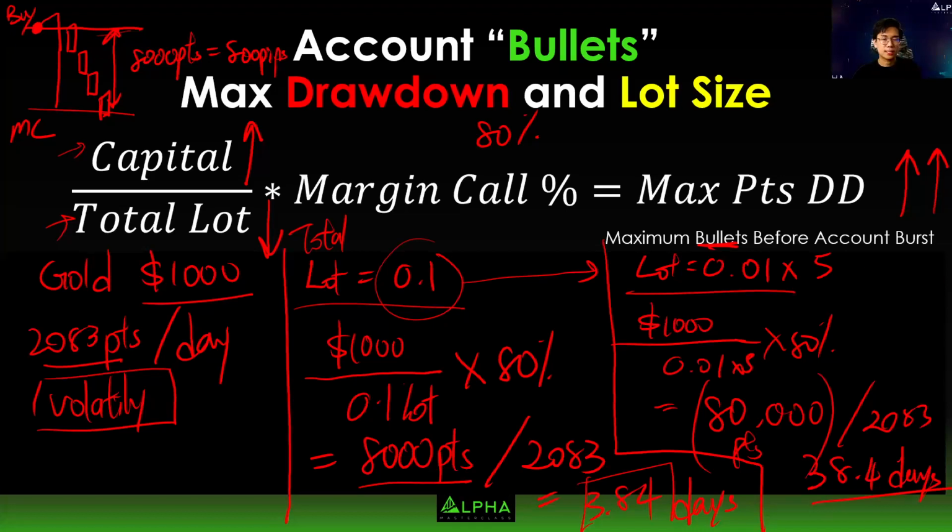Just now there's a question they're asking: what is pip and point? So 1 pip is equal to 10 points. This is just a number conversion thing.